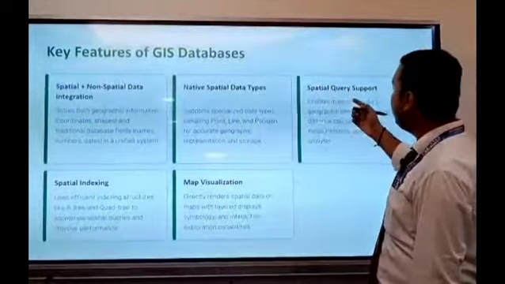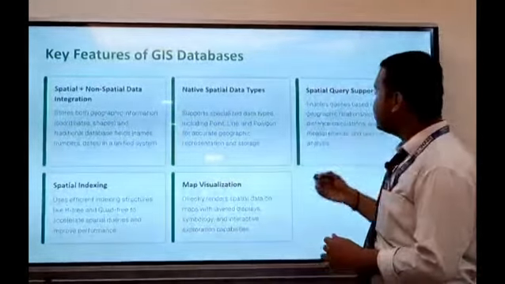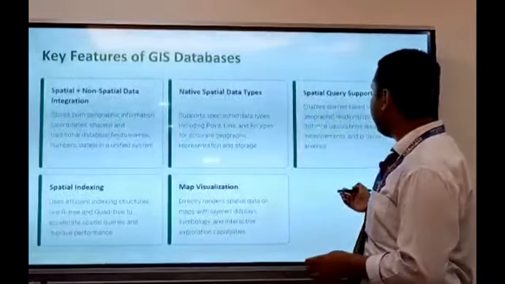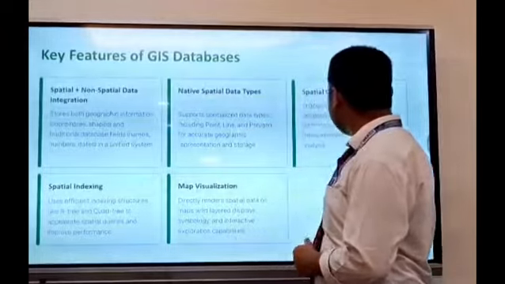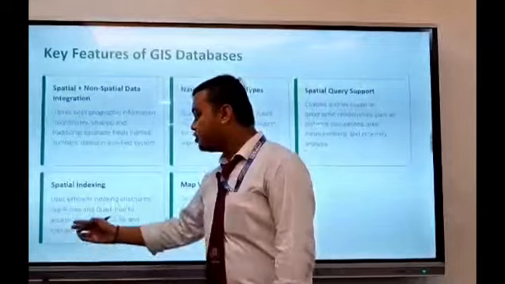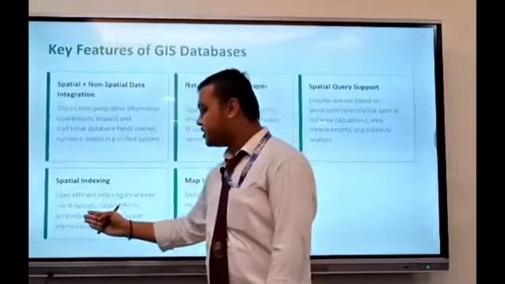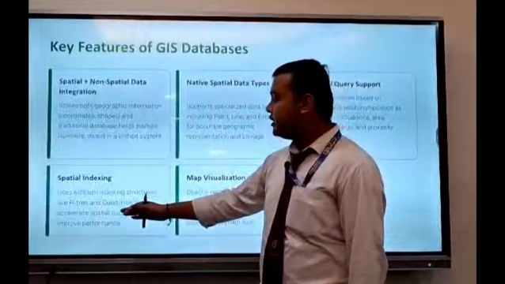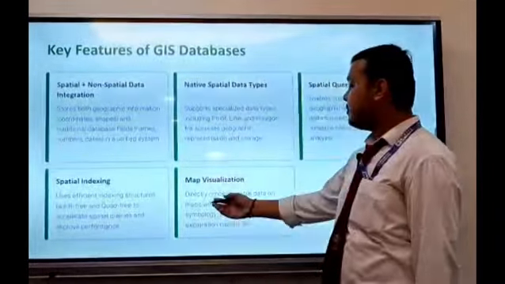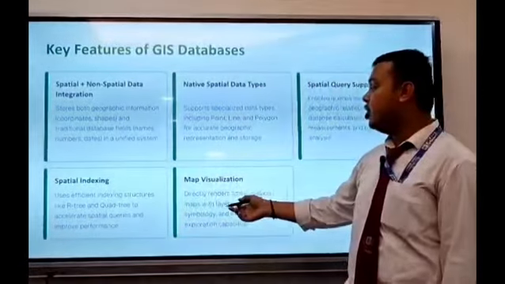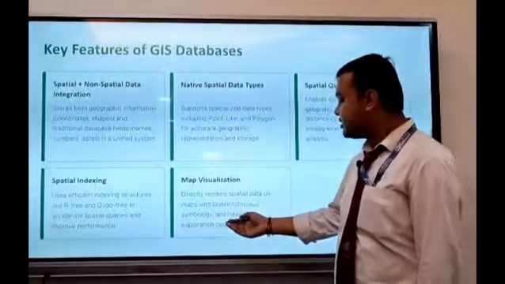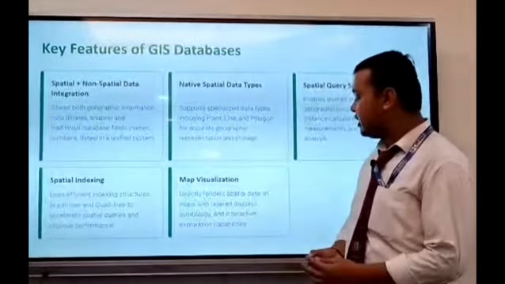Next one is spatial query support. It enables queries based on geographical relationships such as distance calculation, area measurement, and proximity analysis. And next one is spatial indexing, which uses efficient indexing structures like R-tree and quad tree to accelerate spatial queries and improve performance. And next feature is map visualization, which directly renders spatial data on maps with layered display, symbology, and interactive exploration.